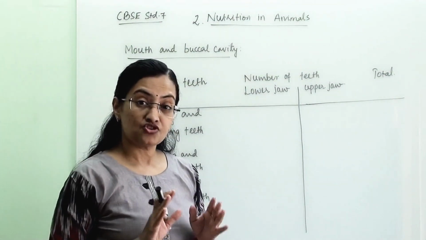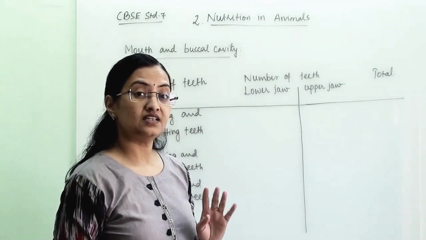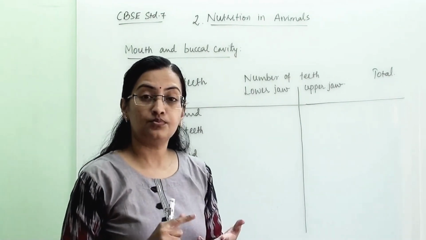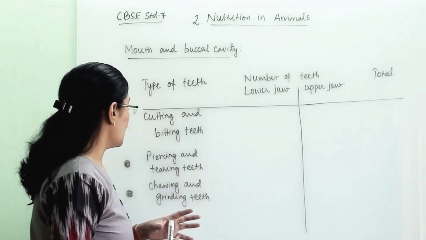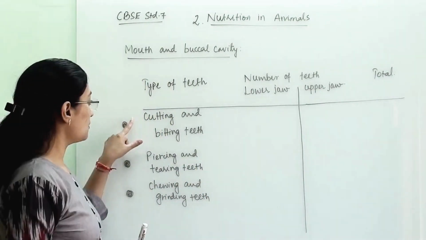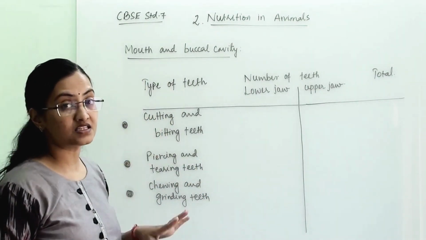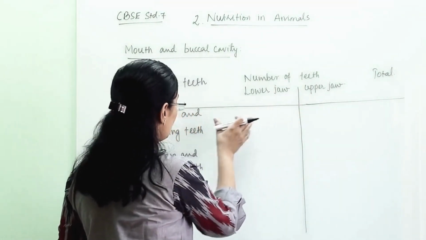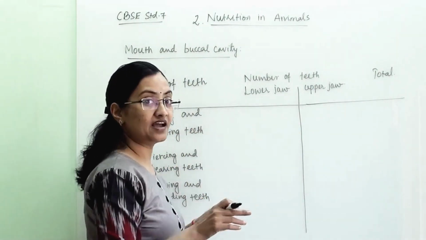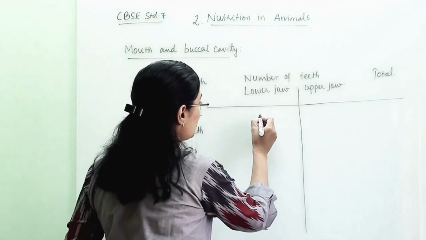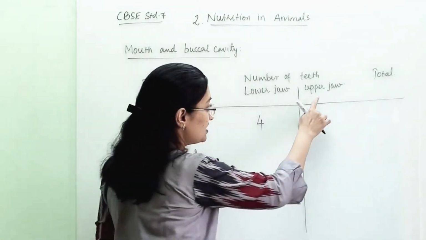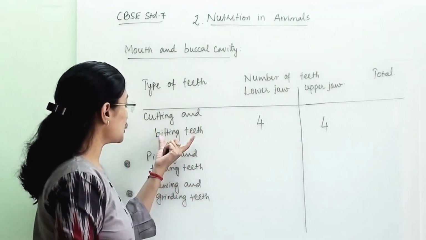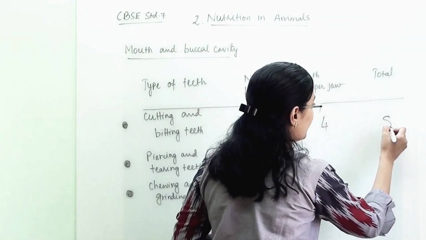So from the structure of the teeth, we got to know that there are 4 types of teeth in our mouth: incisors, canine, premolar and molar. Now we know their functions as well. Cutting and biting teeth are incisors. In the lower jaw there will be 4 incisors, and in the upper jaw there will be 4 incisors. So in total, the teeth which can cut and bite the food are 8.